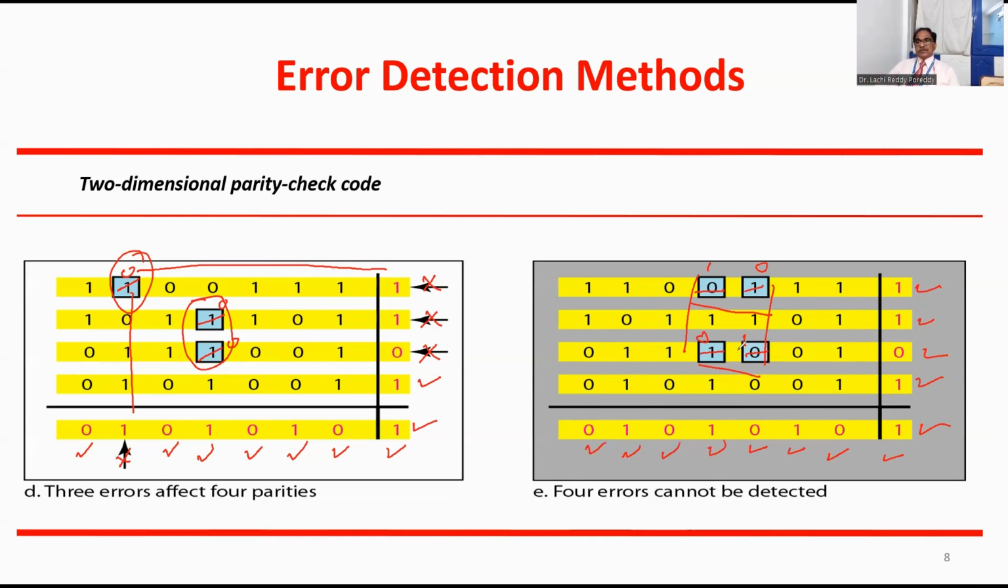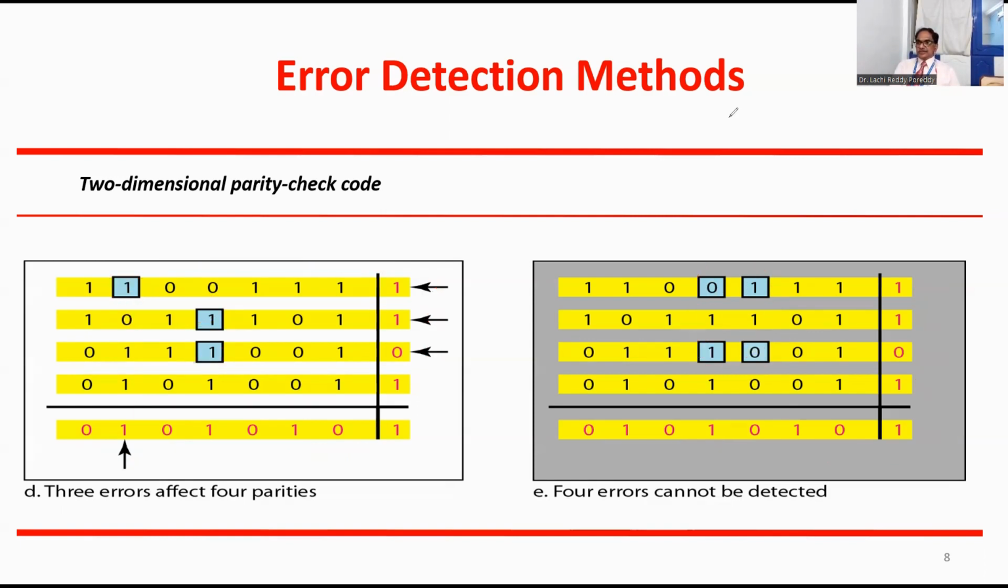So even numbers of errors per row are undetectable. Even numbers of errors per column are undetectable. So this is the problem even in the block parity or two-dimensional parity mechanism. So that is why even this is not being preferred in communications. That is why even this is not being used.